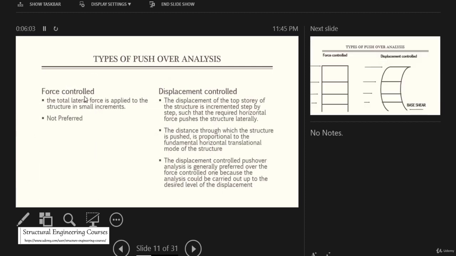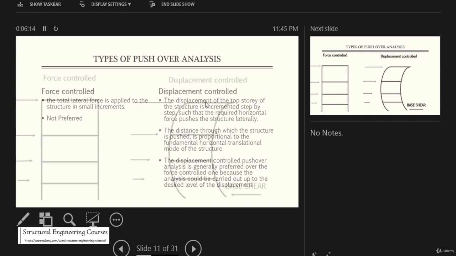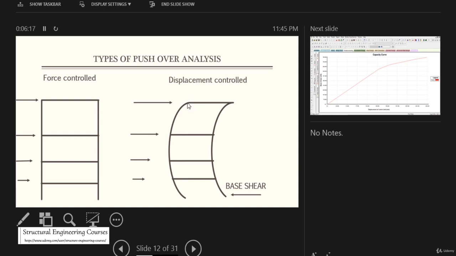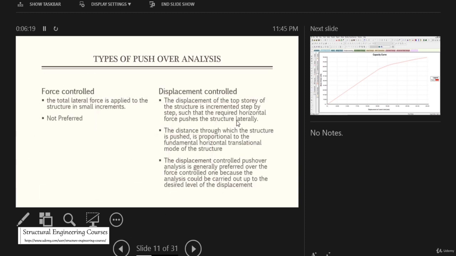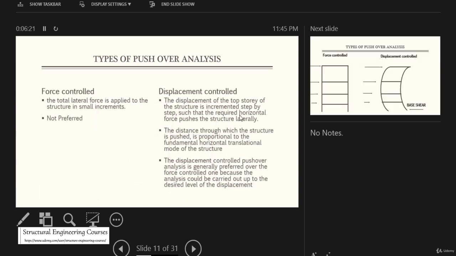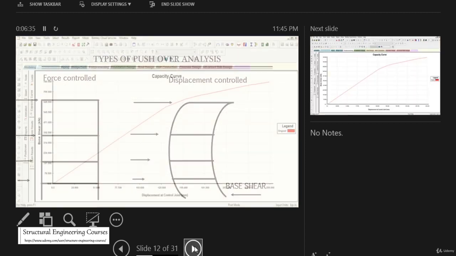Under force control, the total lateral force is applied to the structure in small increments, and this type of force control pushover analysis is not preferred. But under displacement control analysis, the displacement of the top story of the structure, let us say this point, is incremented step by step such that the required horizontal forces push the structure laterally. Displacement control pushover analysis is generally preferred over force control because the analysis can be carried out up to the desired level of displacement here.